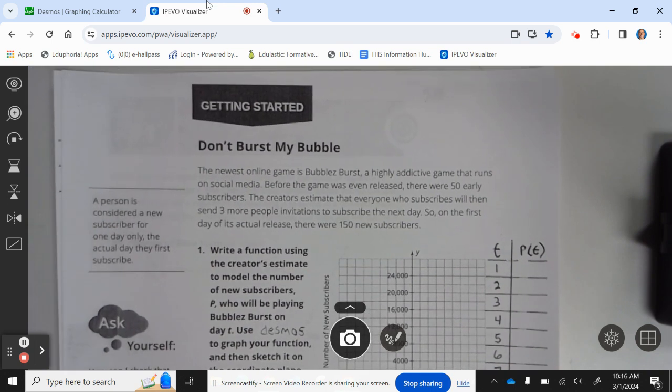Getting started. Don't burst my bubble. The newest online game is Bubbles Burst, a highly addictive game that runs on social media. Before the game was even released, there were 50 early subscribers. The creators estimate that everyone who subscribes will then send 3 more people invitations to subscribe the next day. So on the first day of its actual release, there were 150 new subscribers.